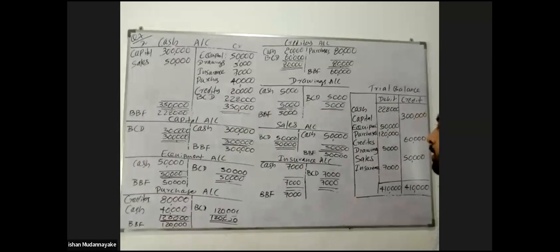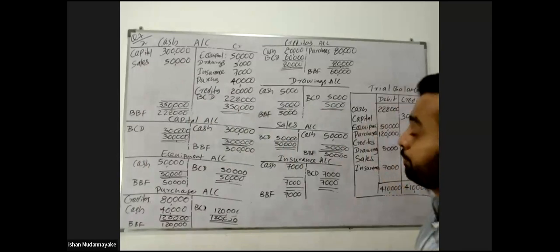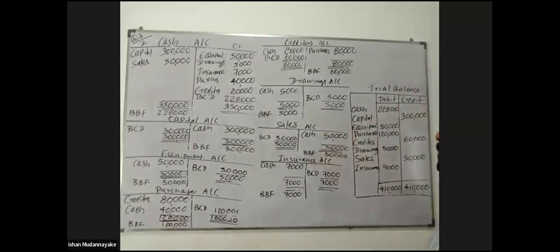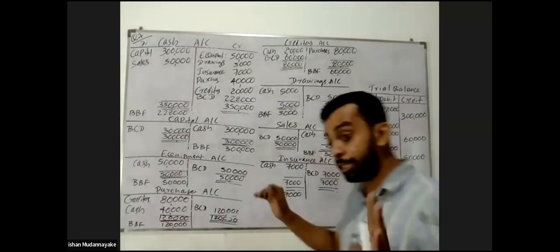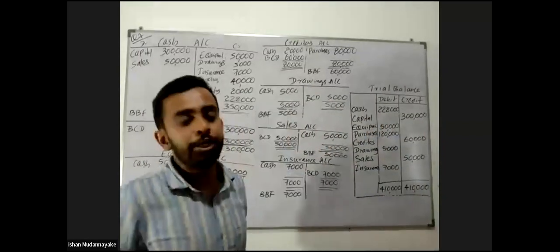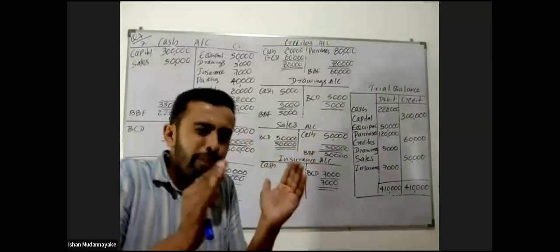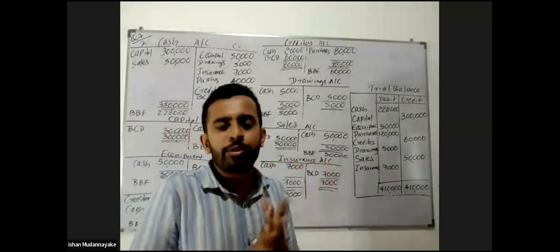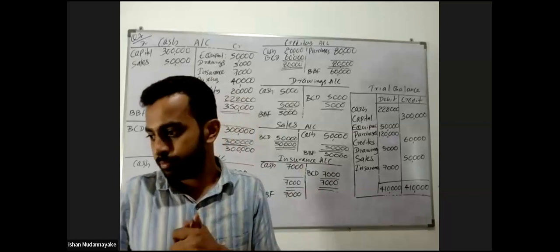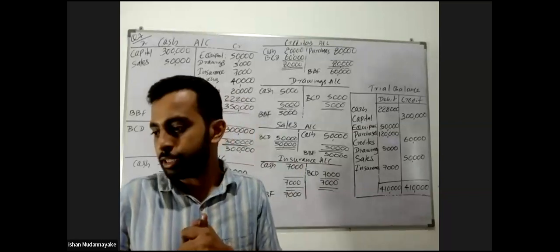What we discussed today was the method of preparing ledger accounts and the trial balance. Next week, we will do another question and discuss the method with it. I will give you a rough idea regarding the profit and loss statement and statement of financial position.